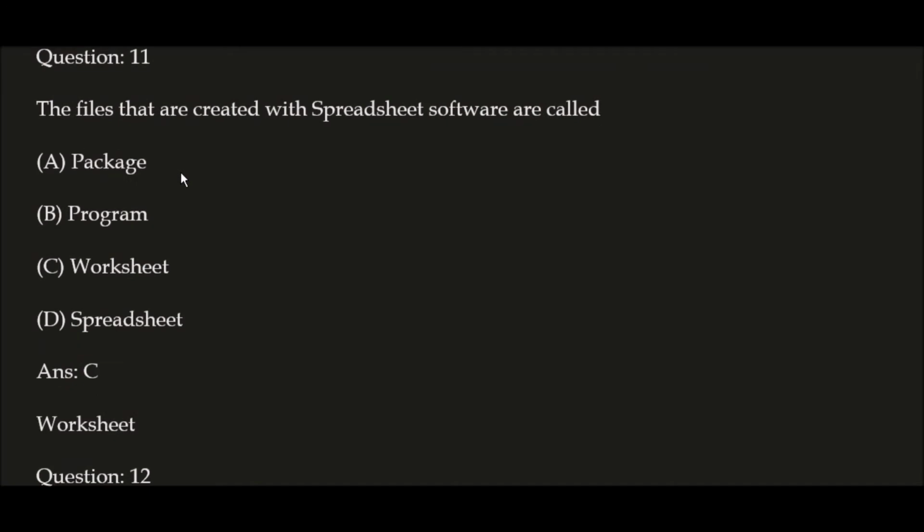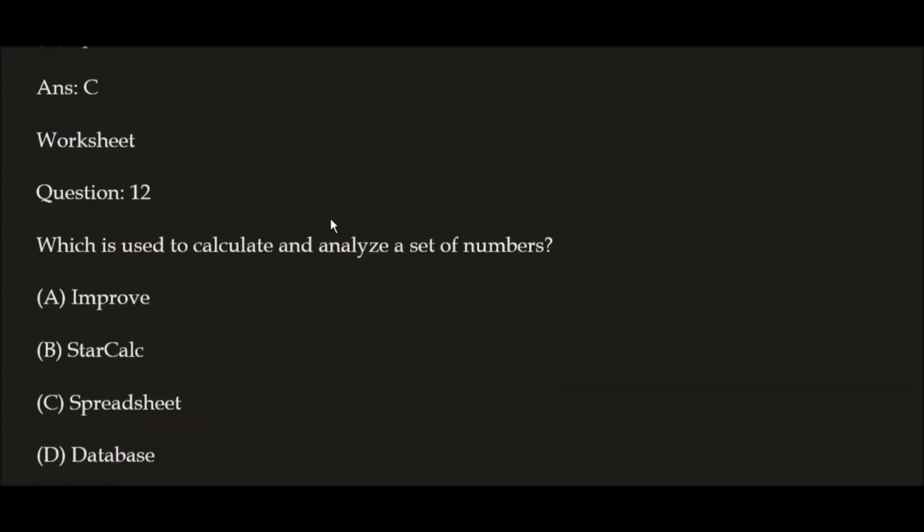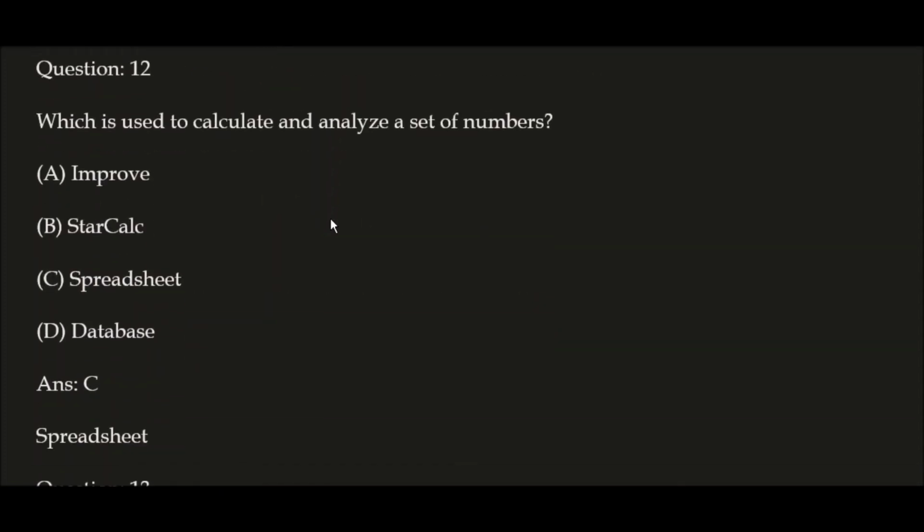The files that are created with spreadsheet software are called option A package, option B program, option C worksheet, option D spreadsheet. Here correct answer is option C worksheet. The files that are created with spreadsheet software are called worksheets. Okay. Next question. Which is used to calculate and analyze a set of numbers? Here your correct answer is option C spreadsheet. Okay. Spreadsheet used to calculate and analyze a set of numbers.